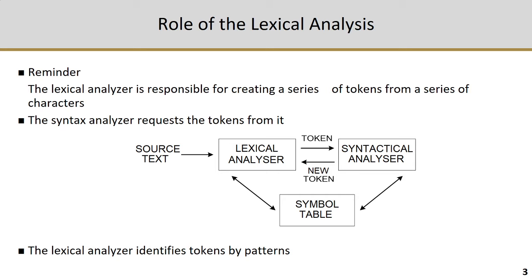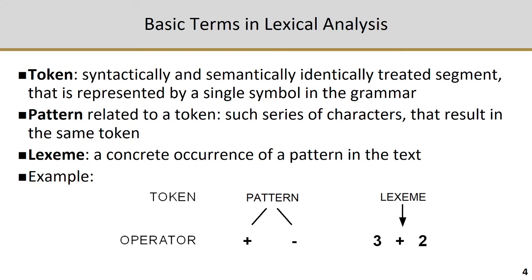For example, if a certain series of characters cannot be identified as predefined literals, they are considered to be identifiers and placed in the symbol table. And for example, the types of the identifiers are to be discovered by the syntax analysis. The lexical analyzer typically identifies tokens by patterns.